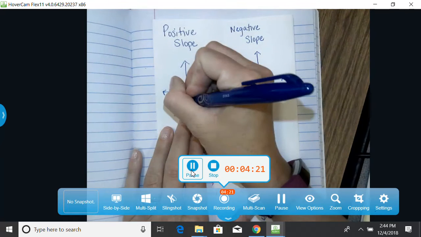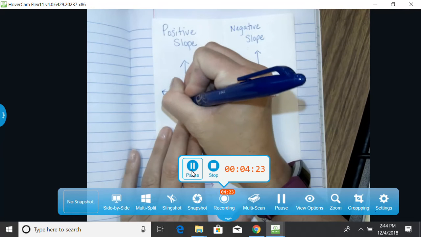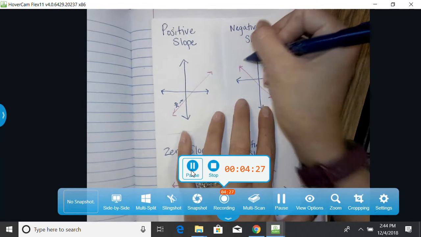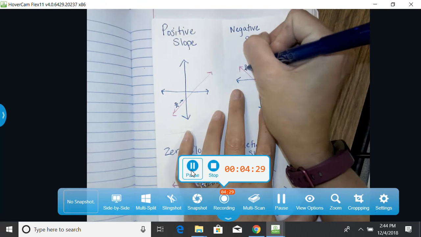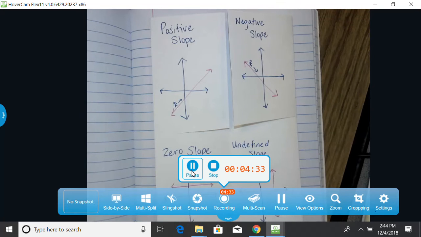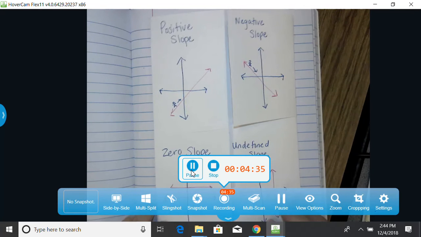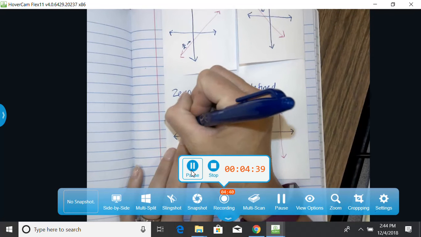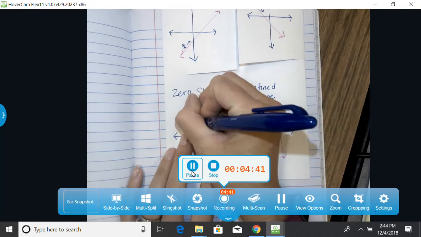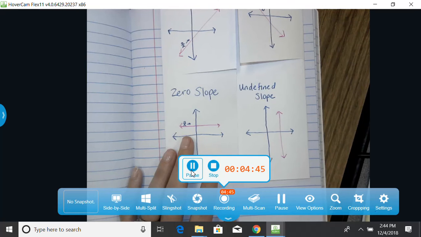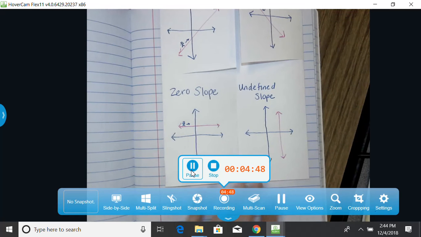I'll put Joe on the line. Joe's going up, it's positive. Joe walks to the right, he's going down, it's negative. On this line, Joe is walking to the right, and he doesn't go up or down. That represents the zero slope.